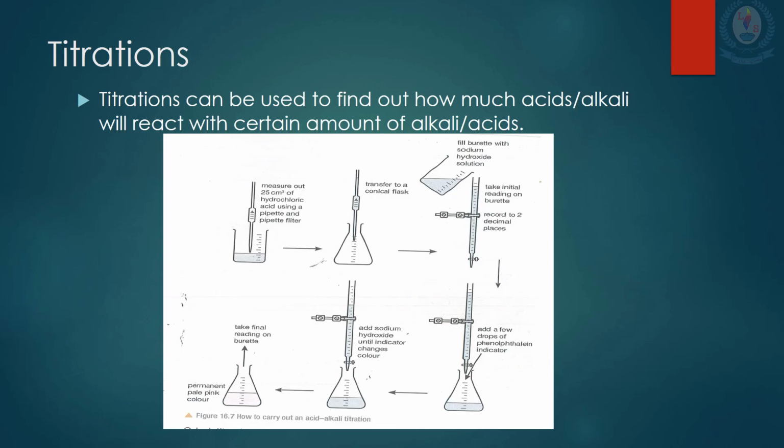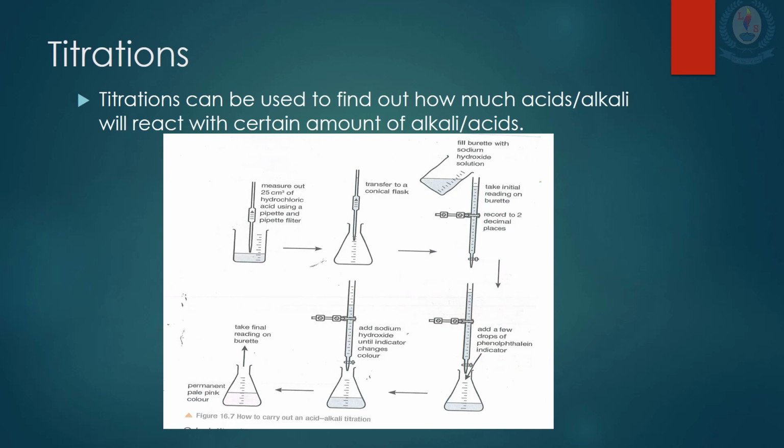Here the reaction we are doing is between hydrochloric acid and sodium hydroxide, using phenolphthalein as the indicator. We measure out 25 cubic centimeters of hydrochloric acid using a pipette. You can see the diagram. That instrument is called the pipette. Then we put this solution into a conical flask and then we fill the burette, this large apparatus, with sodium hydroxide.